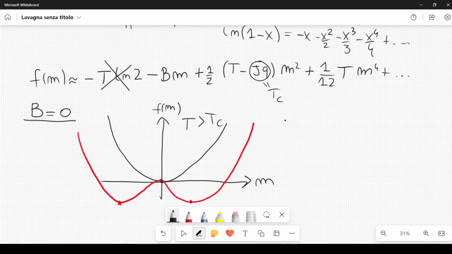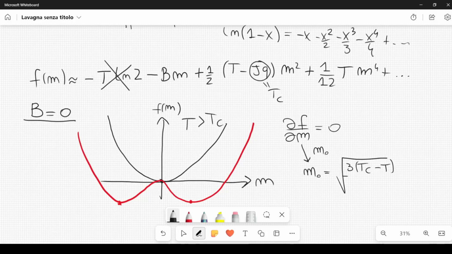And how do we find the values for these two minima? Well, it's very simple because we just have to take the derivative of f with respect to m and set it equal to 0, knowing that b is equal to 0, so we just have to take the derivatives of these two terms, and we have to set them equal to 0. Now, if you do this, and you call the minimum value for m, you just call it m0, you find m0 equal to the square root of 3 times tc minus t divided by t. And remember that in this case we are considering T less than Tc, the critical temperature.